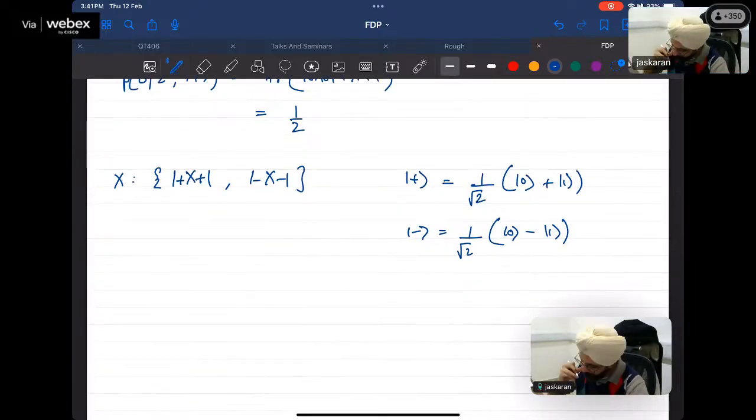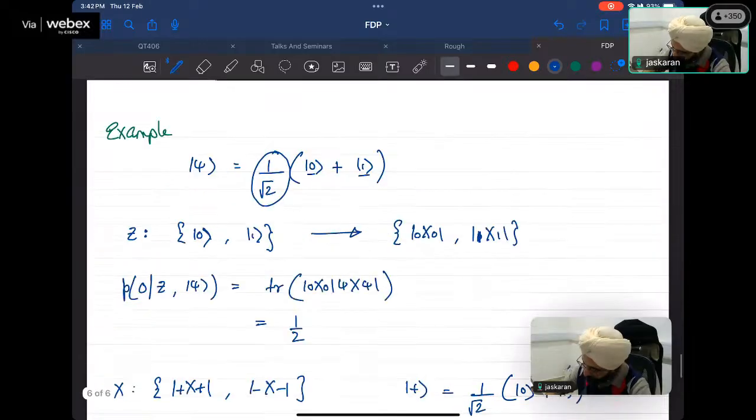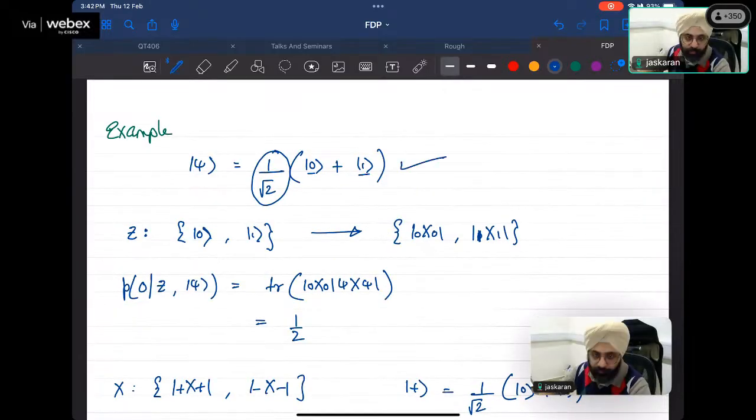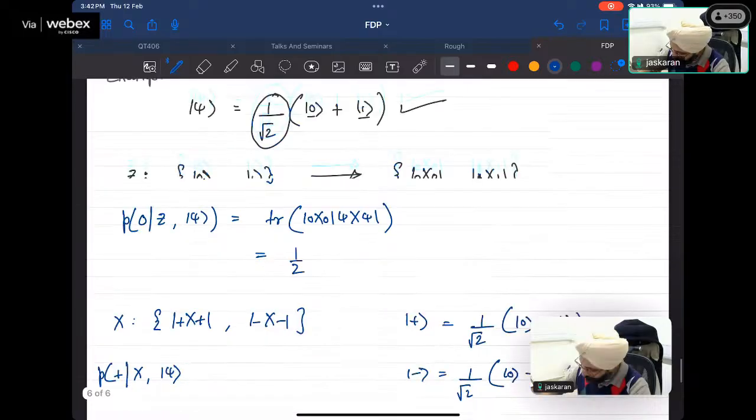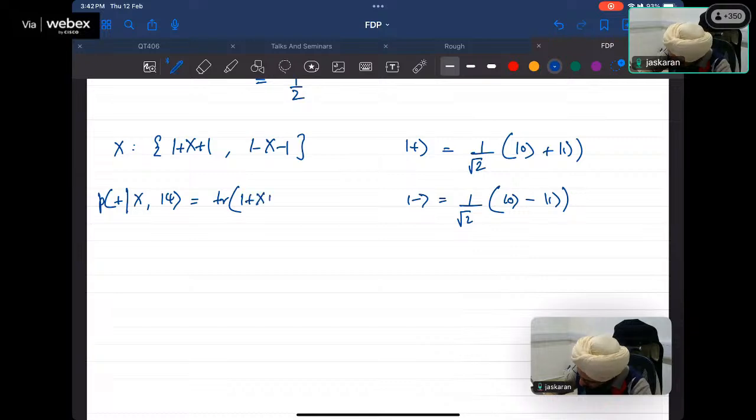It's ket 1. In this case, we can also ask what is the probability of getting the plus outcome, conditioned on my choosing the basis setting X and my state being ket psi. So I am still taking the same quantum state ket psi. Here we can again apply the Born rule, and now we will have the projection of plus on psi, and as you can see, this will just give me equal to 1.